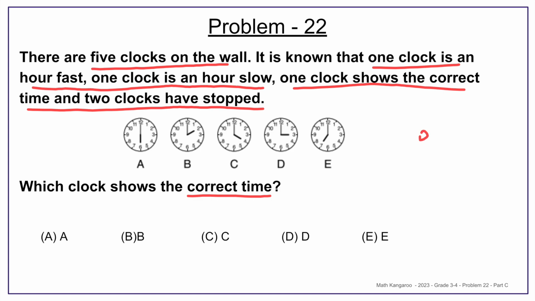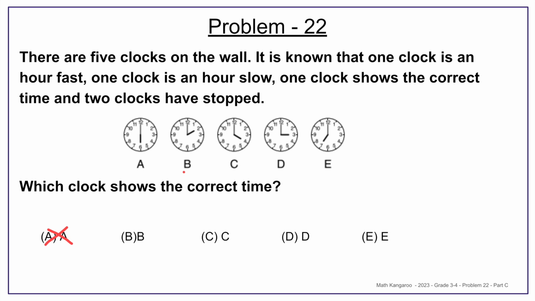So if we have the correct time, there is one clock which is behind and another clock which is ahead. So we have to find a clock which shows the correct time. That is in between. So our clock A, let's pick that. It says one clock is an hour fast, so there is E with this. One clock is an hour slow. So there is no clock which is slow. So A cannot be our answer. So let's clear our screen now.